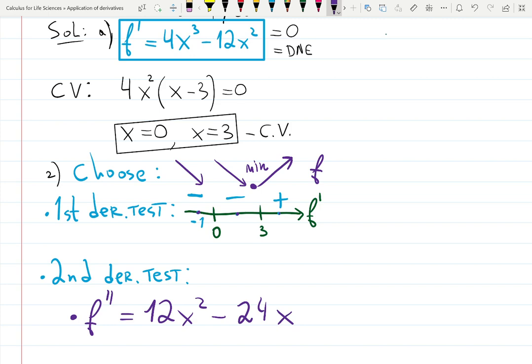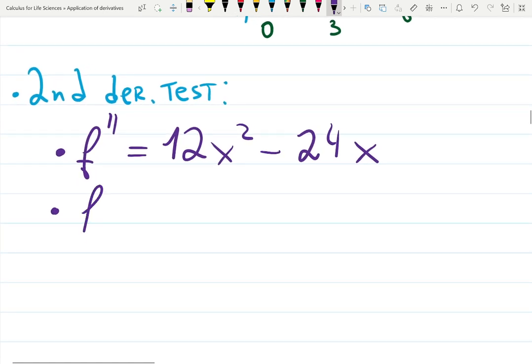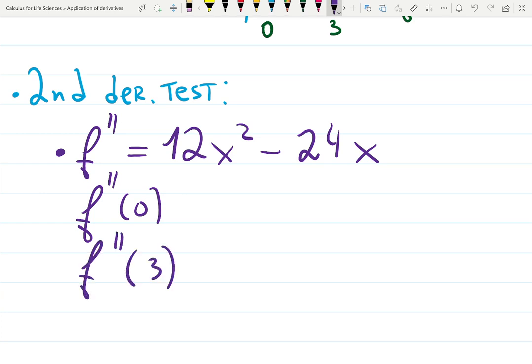And now I need to check the sign of the second derivative at those two points, that's all. Very fast. We don't need any test points. I just need to check: what is the sign of the second derivative at 0? And what is the sign of the second derivative at 3? If it is positive, then you remember smiling, so it's concave up. If it's negative, then it's grumpy, so it's concave down.